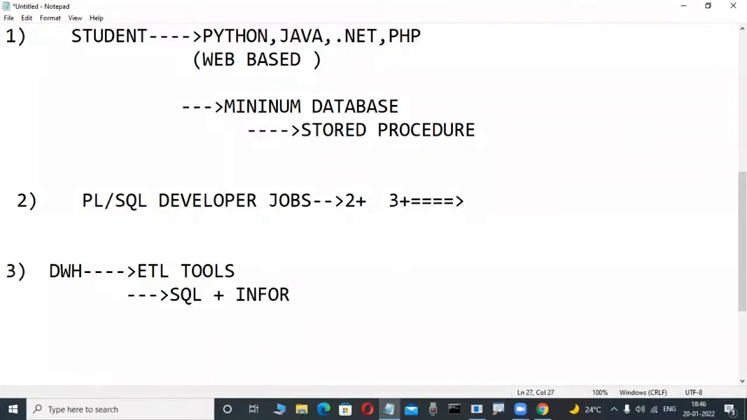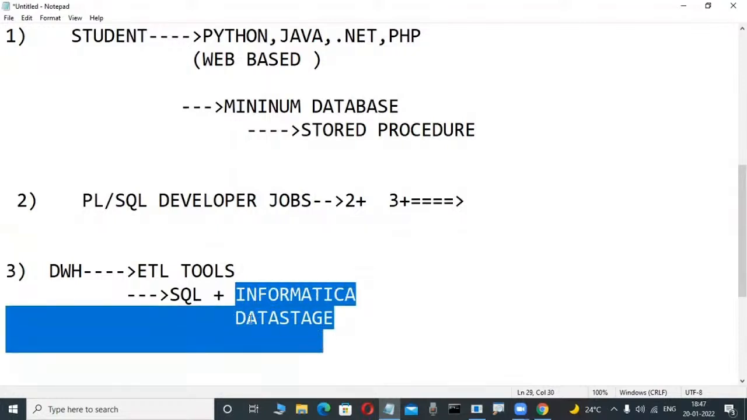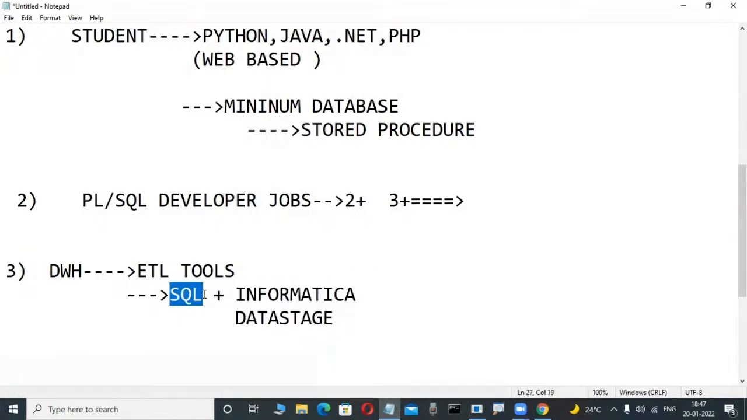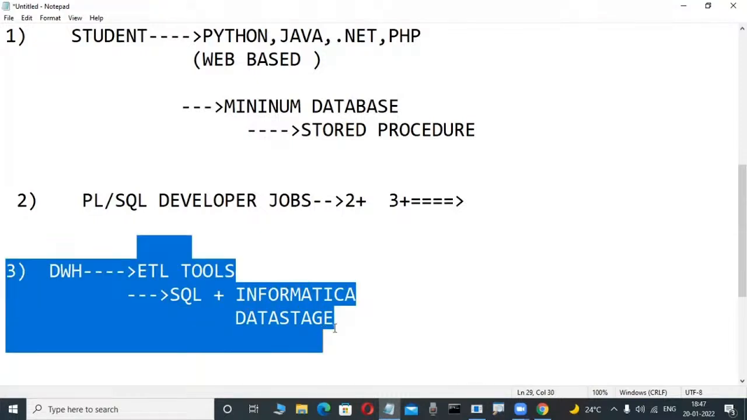Informatica is a very popular tool. Again, DataStage is a popular ETL tool, and Talend is another tool. These ETL tools have a graphical user interface. To learn them, minimum SQL knowledge is required. That's why they learn these courses for these jobs also.